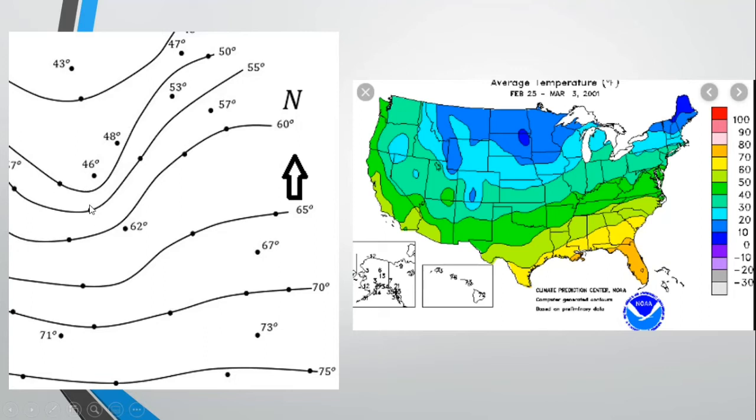They are closely spaced, so that means there's a rapid temperature change over a short distance. And then we have here 65 degrees, 70 degrees, and then 75 degrees. This time, in that region, there is a gradual change in the temperature.